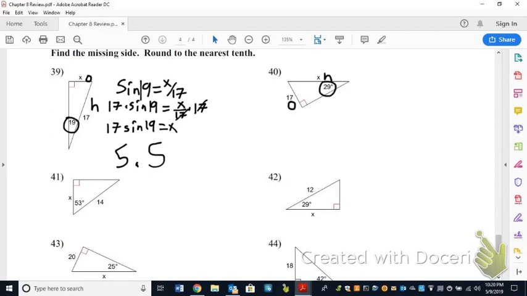29 degrees, opposite hypotenuse. Again, opposite hypotenuse is the sine. The reason I'm doing another sine problem is because of where the x is. In the previous problem, 39, the x was in the numerator. Here, the x is in the denominator. This isn't really that much more difficult, but people tend to freak out about it.